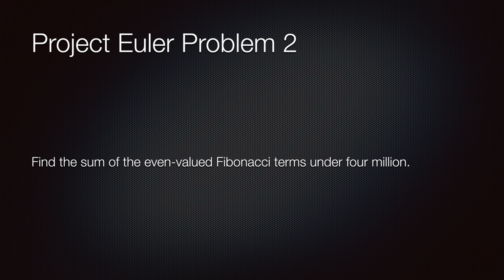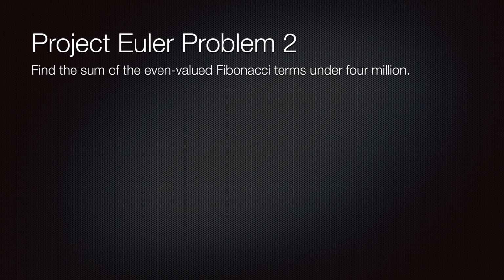Let's make sure we understand the problem statement, because I'm going to diverge a little bit from their setup. To simplify, we need to find the sum of the even-valued Fibonacci terms under 4 million. Let's review the Fibonacci sequence.